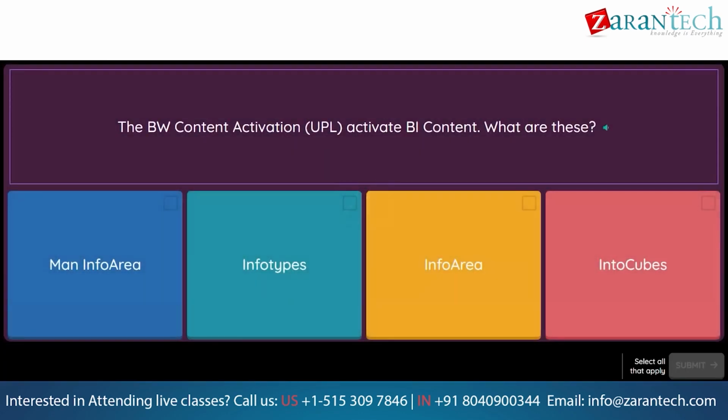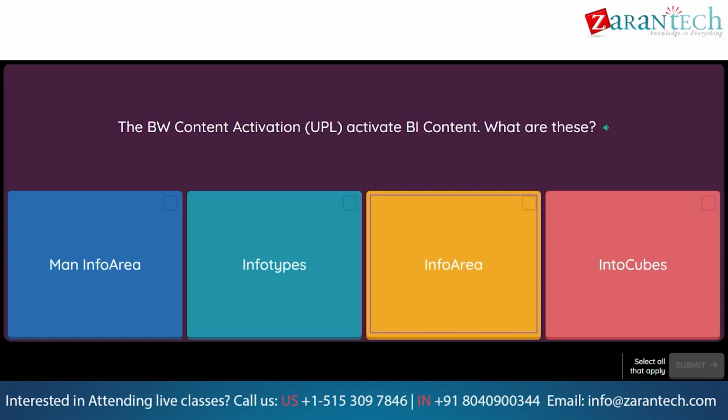Question: The BW content activation, BW activate by content. What are these? Option 1 main info area. Option 2 info types. Option 3 info area. Option 4 into cubes.